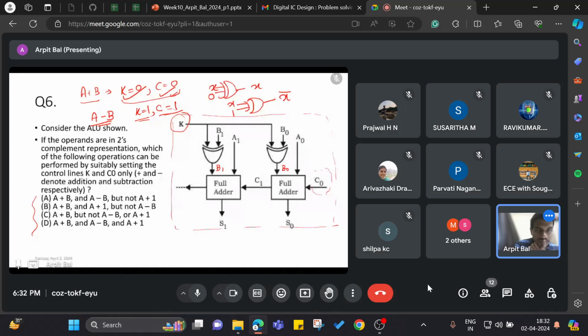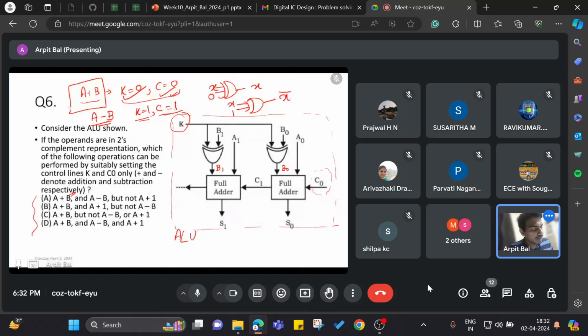Yes. How? If the value of B is adjusted, then we might get A plus 1. Correct. So A plus 1 is possible conditioned to the value of B. Okay, because we already proved that A plus B is possible using this ALU. So A plus 1 will also be possible provided B is going to have the value of 1.